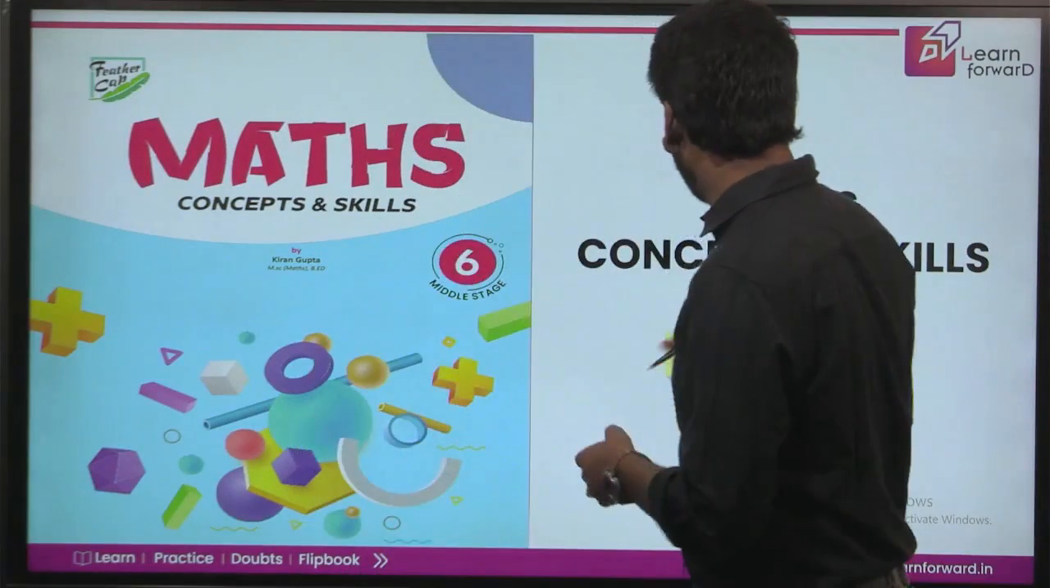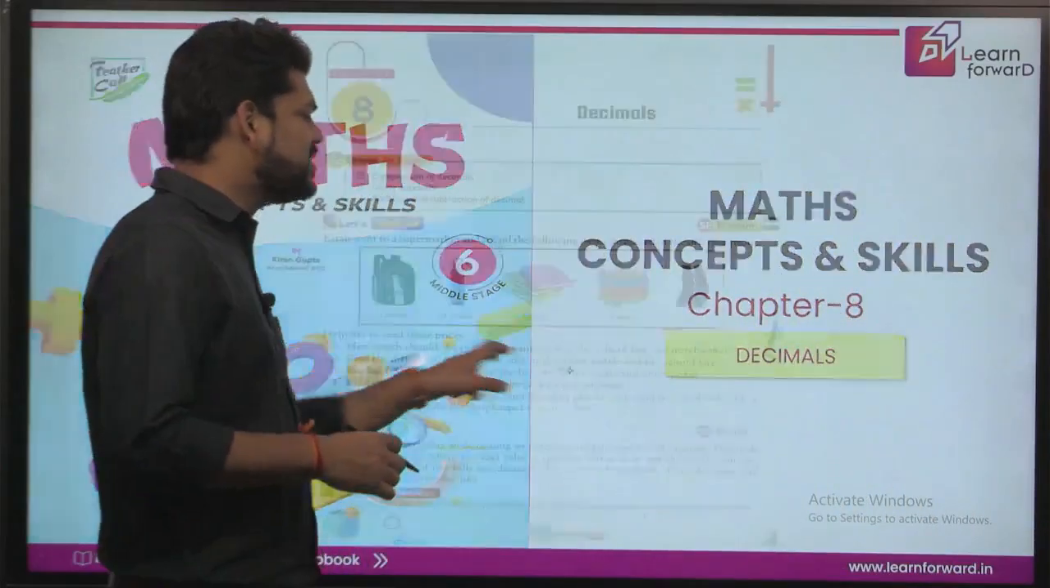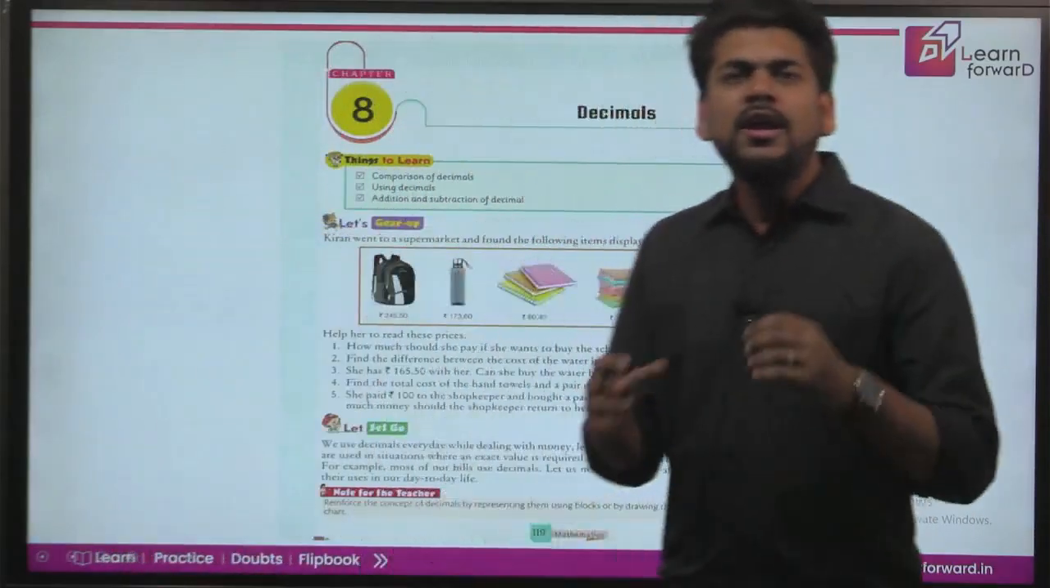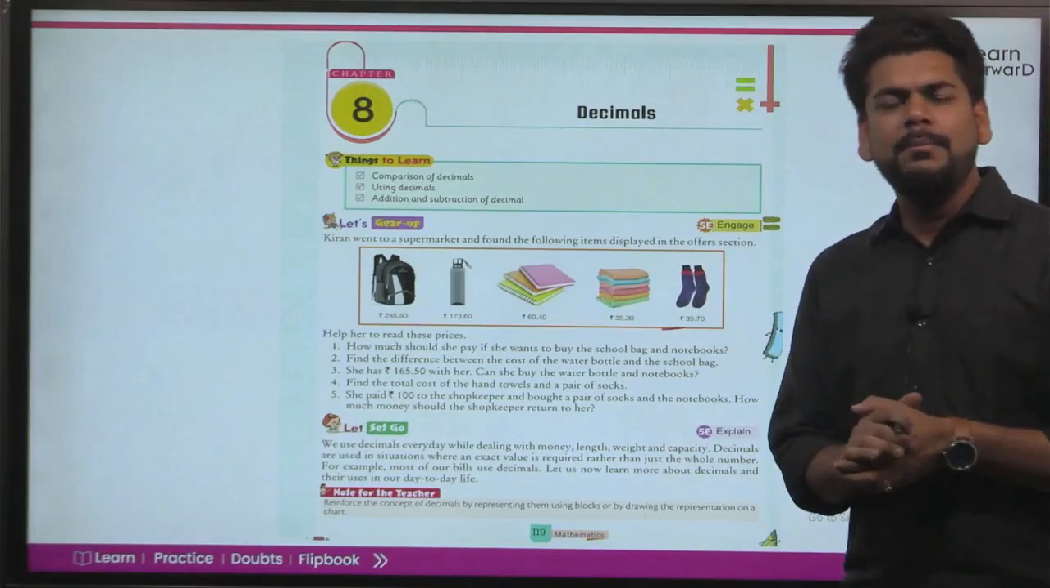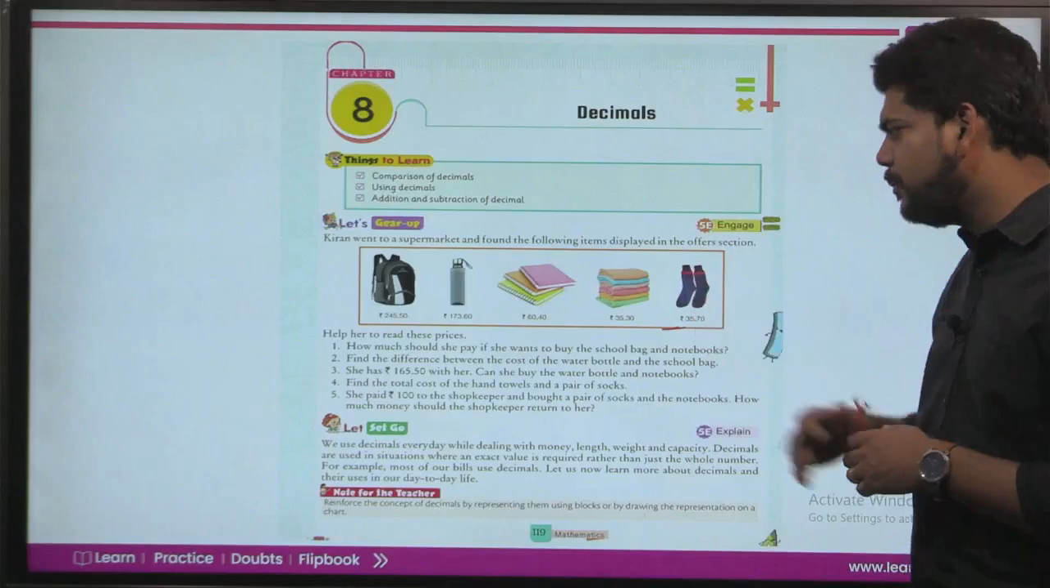Today we will be learning about Chapter 8, Decimals, of Class 6. So let's start with our topic. You have read about what natural numbers, whole numbers, and integers are. Now let us see what decimal numbers are.